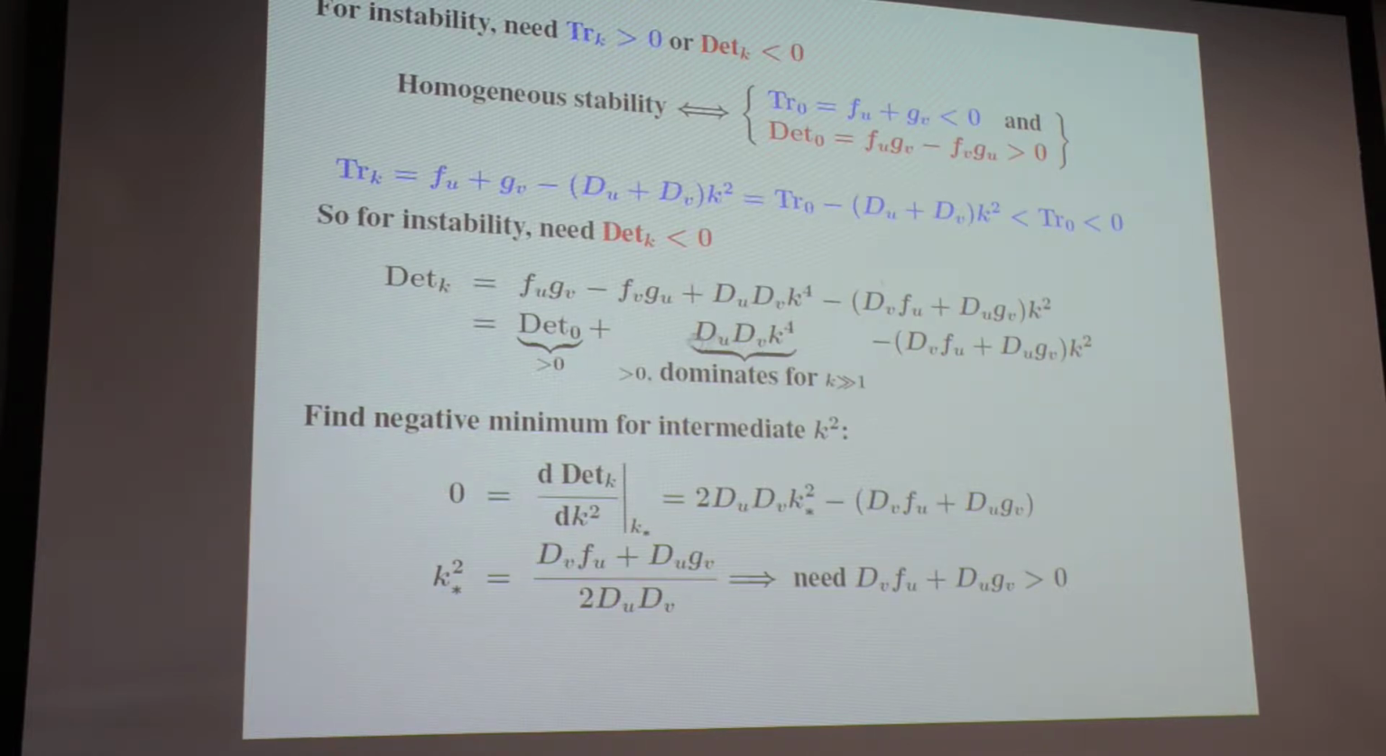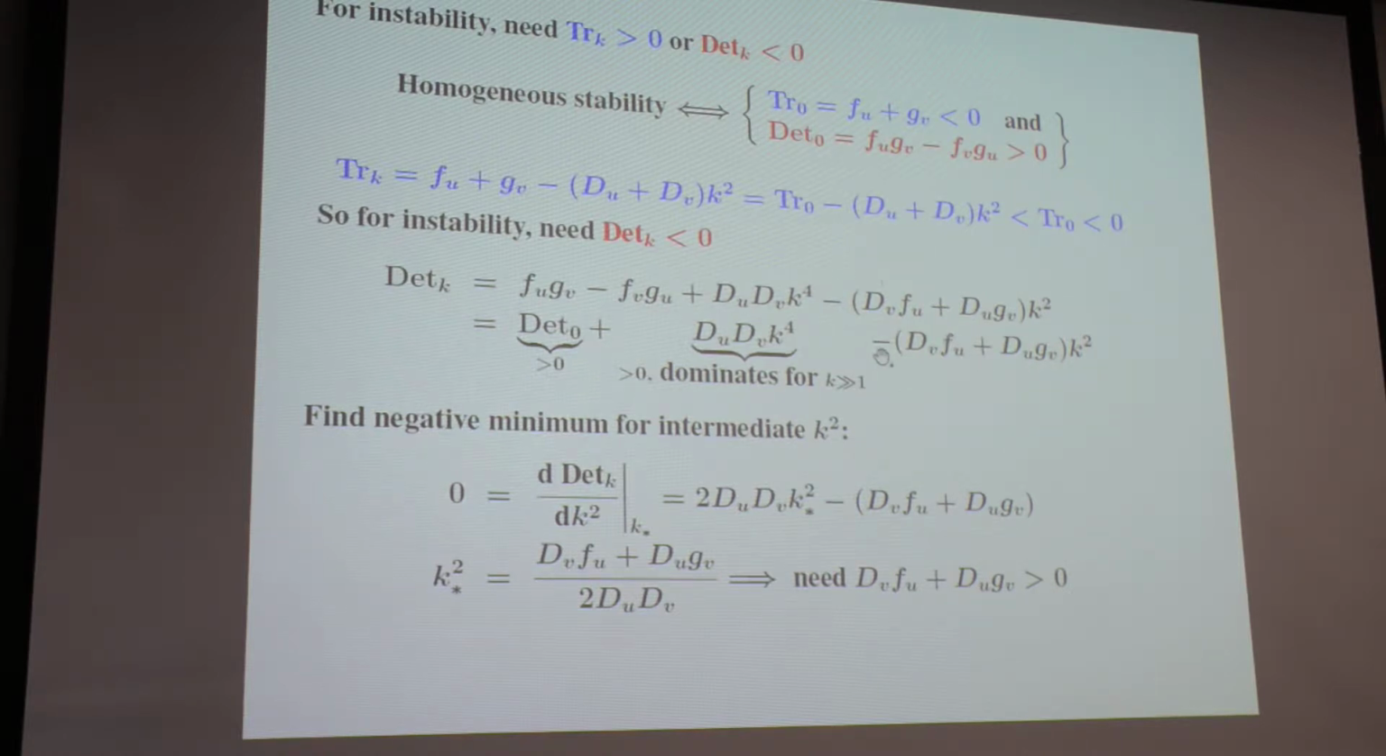Right? So the only chance could be if this one is sufficiently negative as to make the determinant that used to be positive here negative. Okay, so we need this to be negative. So let us take this determinant and let us find the minimum.